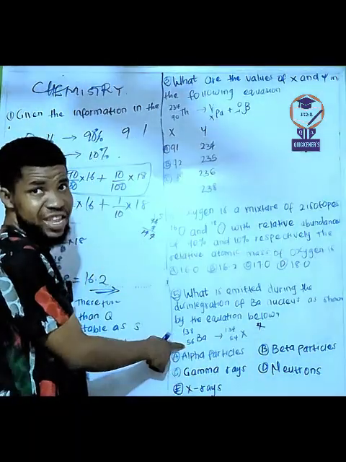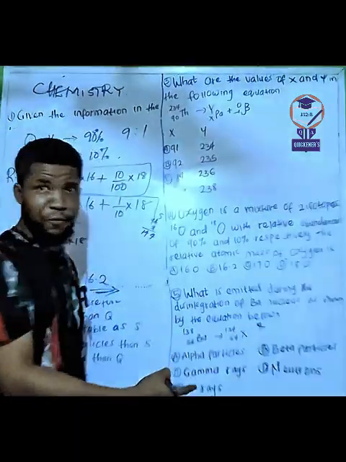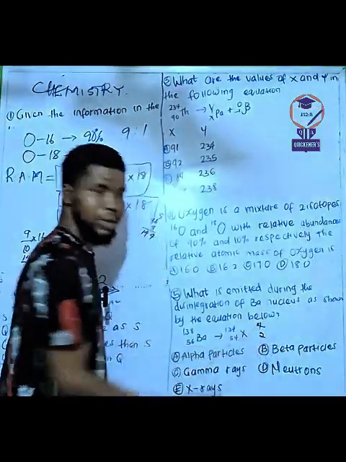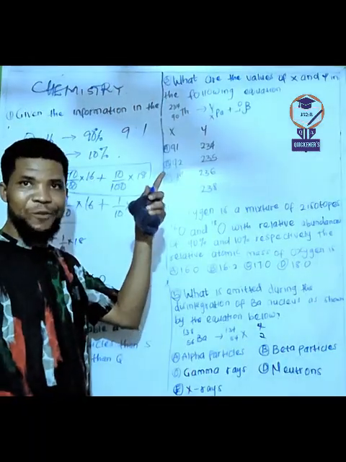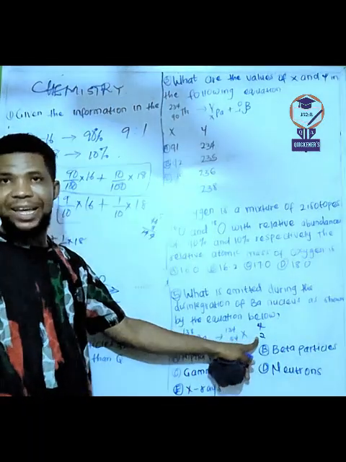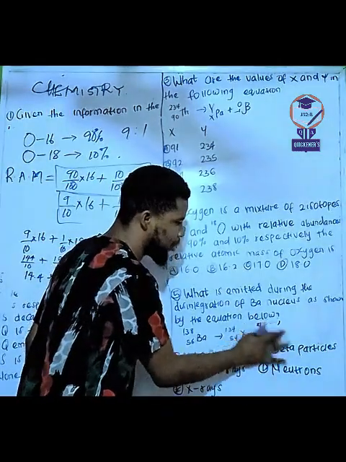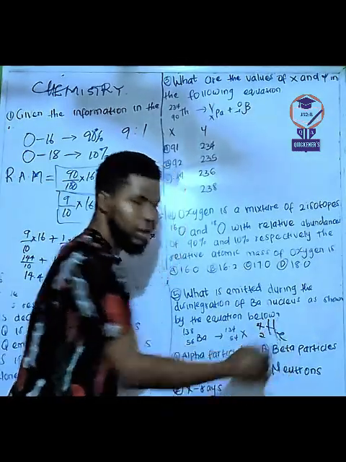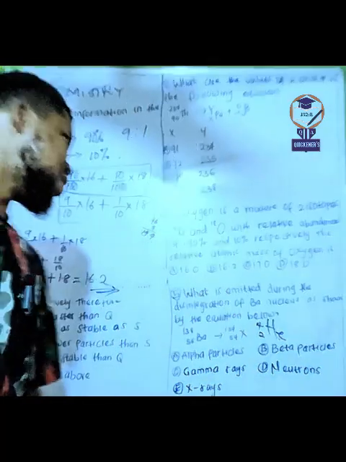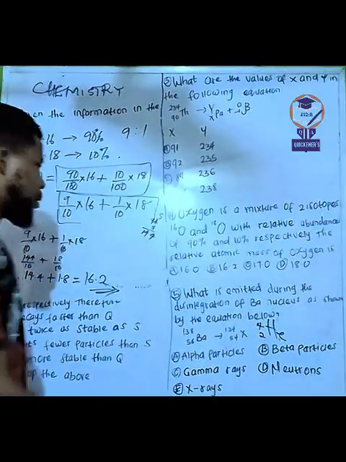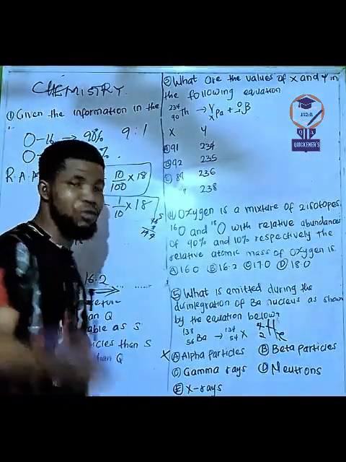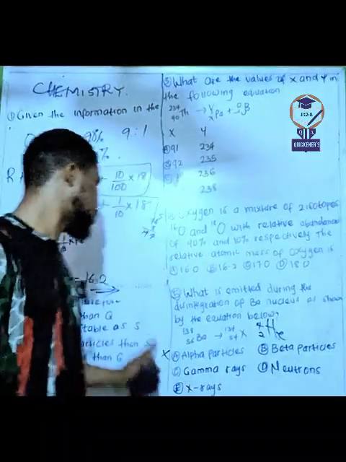Now, 56 became 54. How many lost? 2. When you have an atomic mass of 4 and atomic number of 2, that is an alpha particle, otherwise known as helium nuclei. So alpha particle was emitted. You understand? So our option is alpha particle.